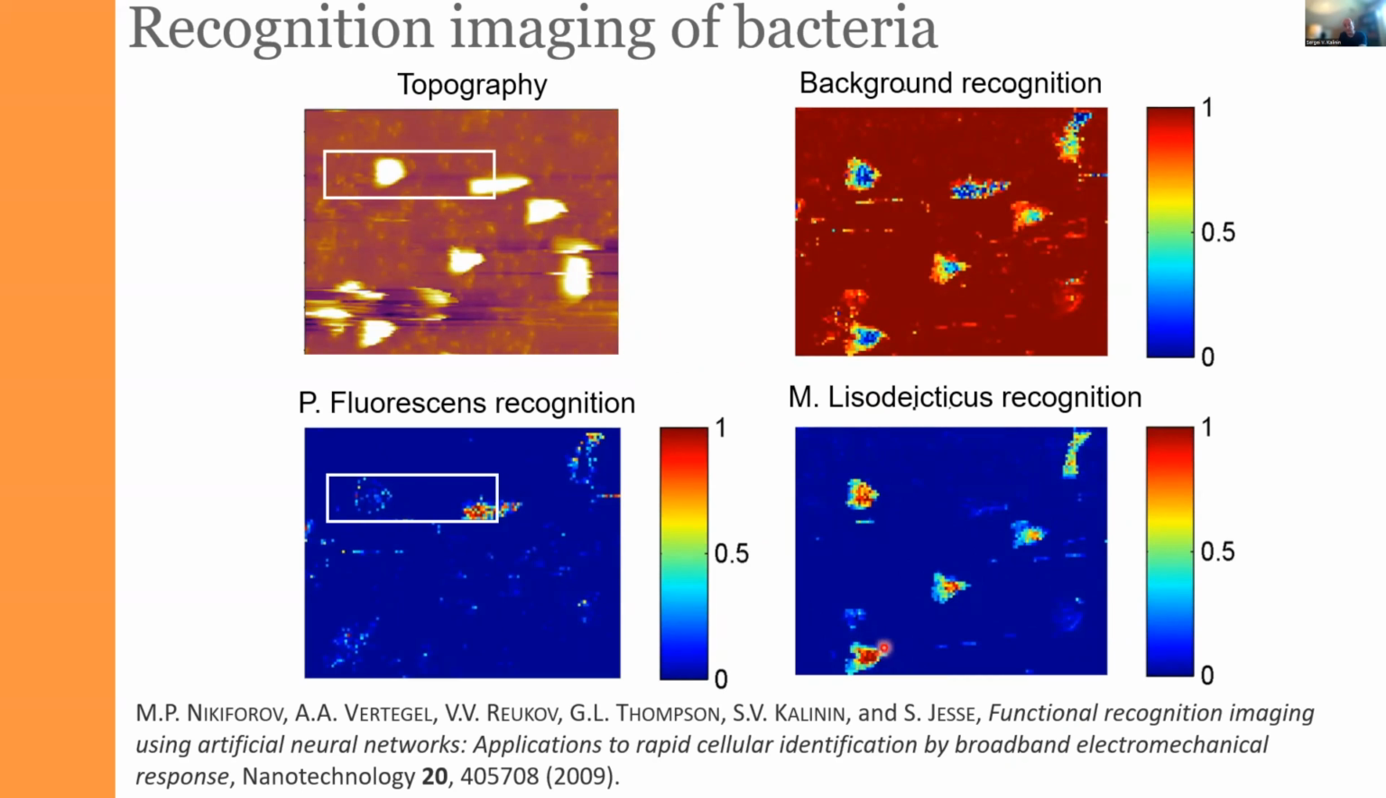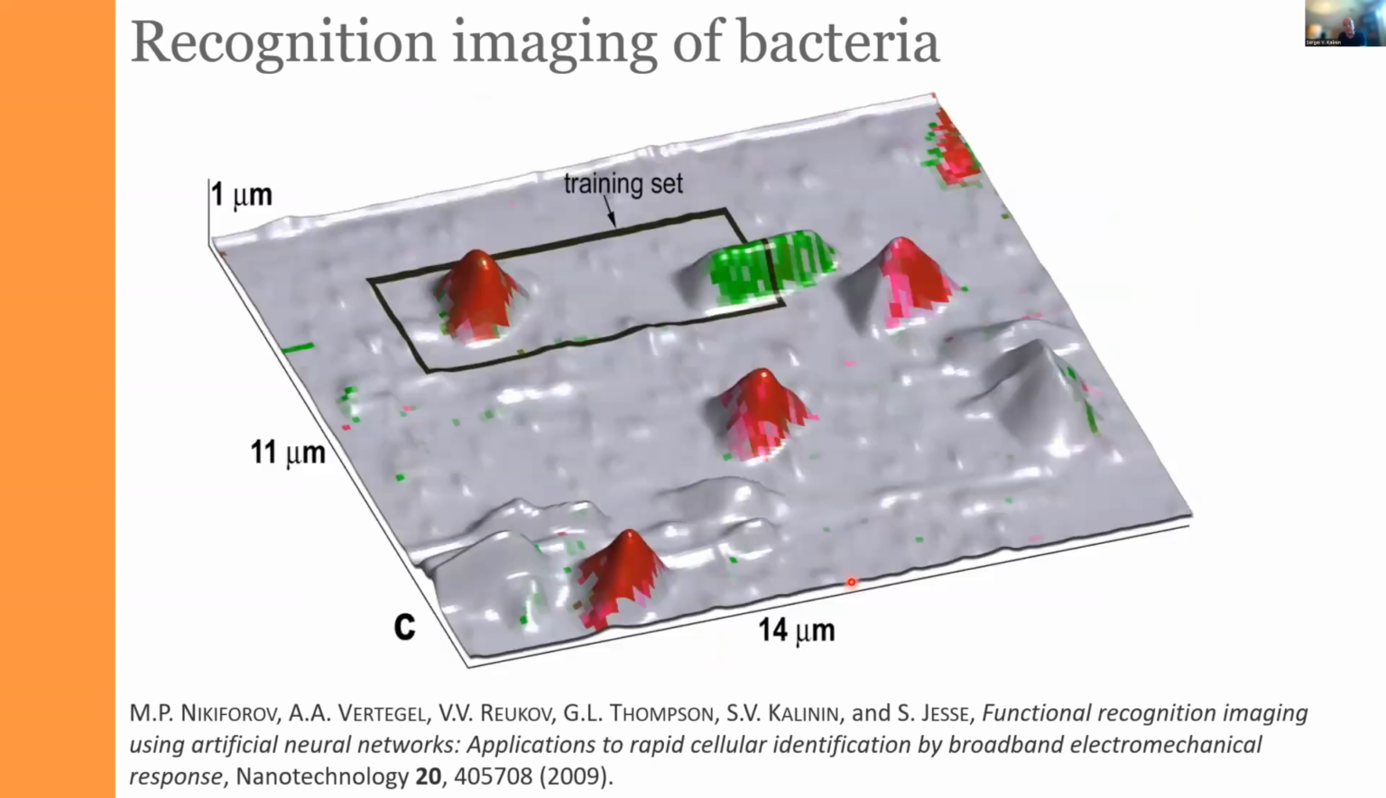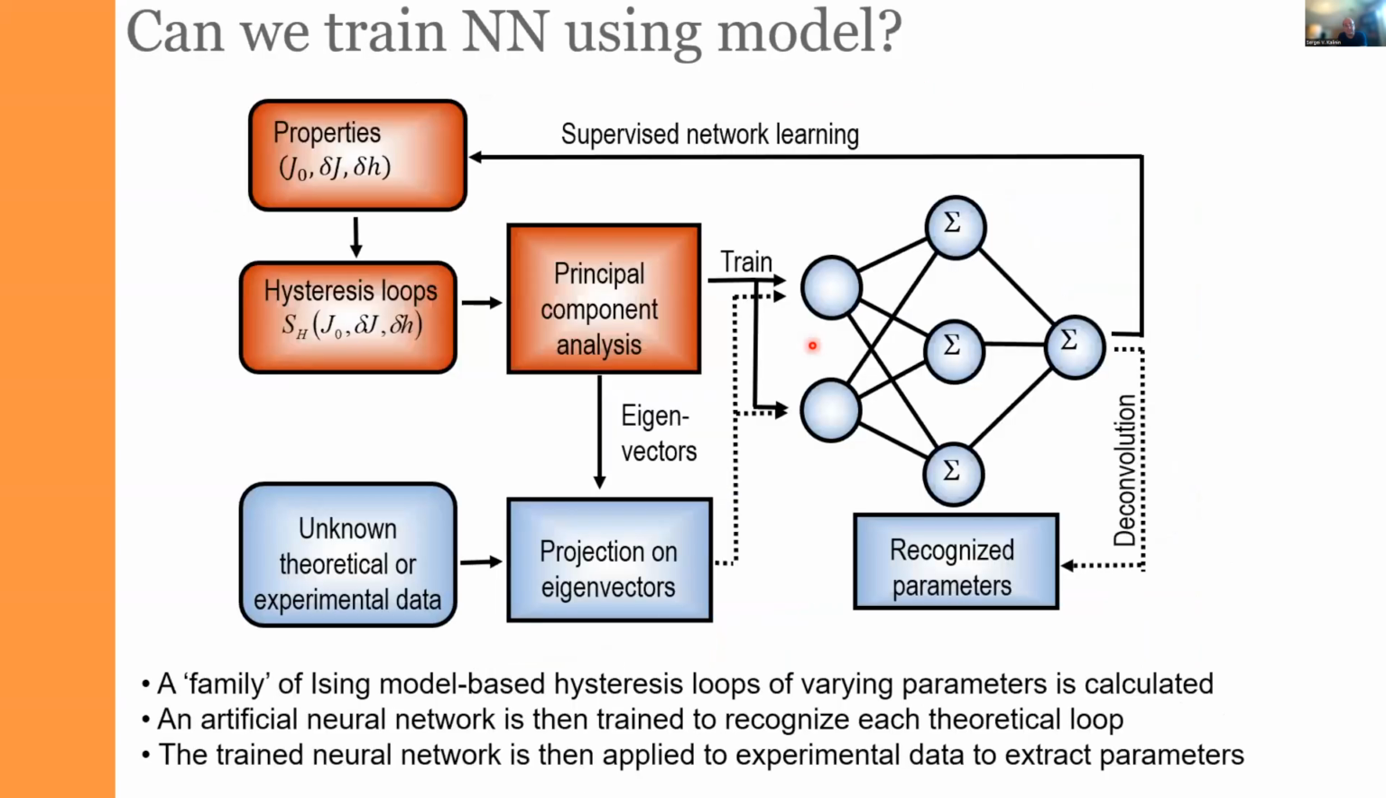So this approach works, and it basically allows us to use spectroscopy to identify objects that are difficult to image. So this is what we call recognition imaging of bacteria, and the principles here and for EELS space identification are, of course, absolutely the same.